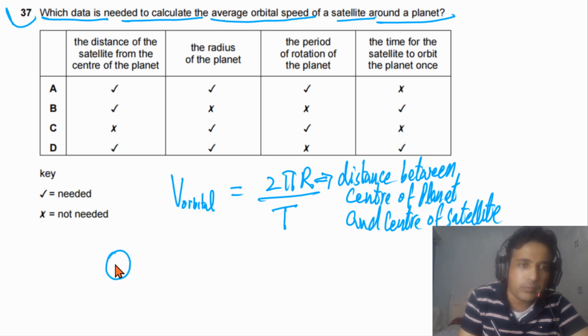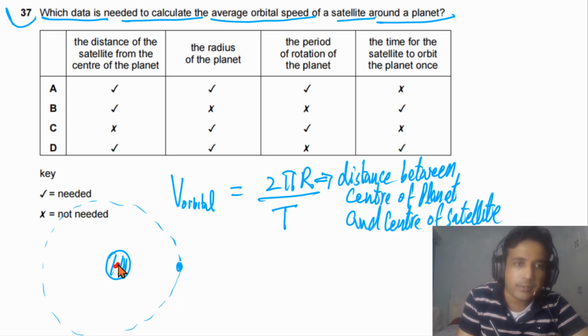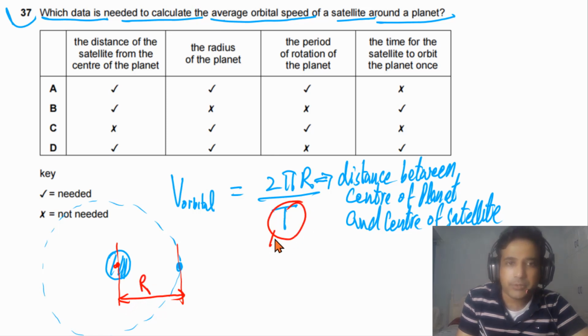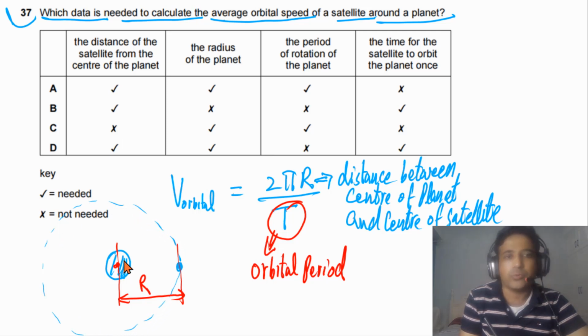So in this case you can imagine this one is the planet and let's say here is the satellite. So we need to calculate orbital speed of satellite. In this case r is representing distance from the center of the planet to the center of satellite. And capital T is representing time taken to complete one cycle. So we can say this is the orbital time, orbital period. This is orbital period, time taken for this satellite to complete one cycle around this planet.